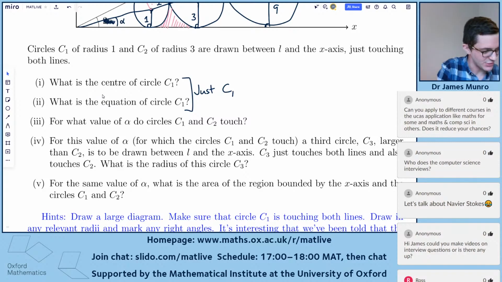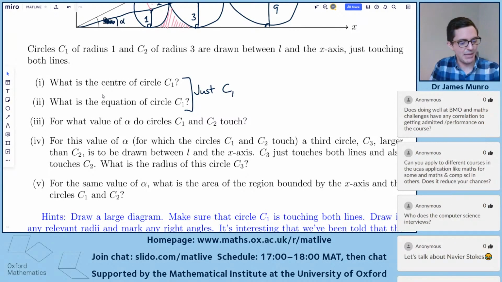Cool. Right, good. Does doing well at BMO and maths challenges have any correlation to getting admitted? I love it's a maths question now. It's not a policy question, it's a maths question. Or performance on the course. I don't know about correlation. It's a good question. I don't have a good data set because people tell us about BMO stuff.